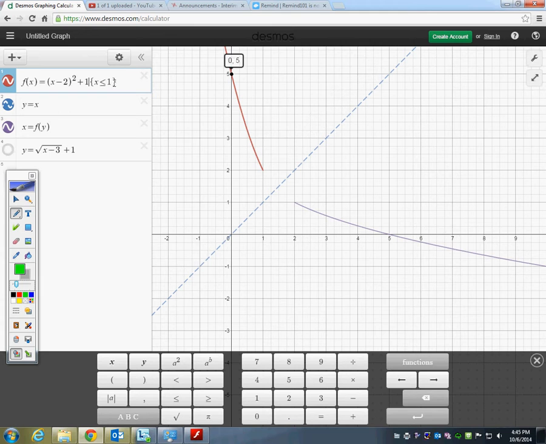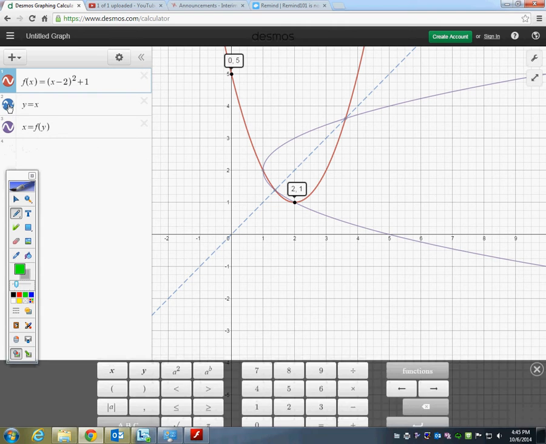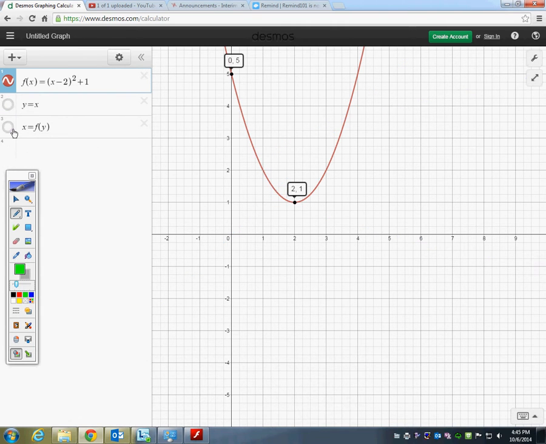And I won't put any restriction in here. Okay, so here's my original function, and there is the inverse of it. It kind of overlaps, doesn't it? You'll notice that wherever the original function crosses y equals x, that's where the inverse will also touch, and (2, 1) is the vertex, so here you get (1, 2), so it looks kind of crazy.